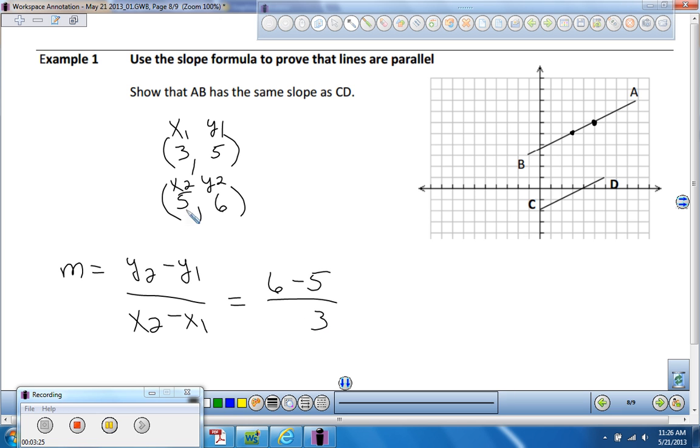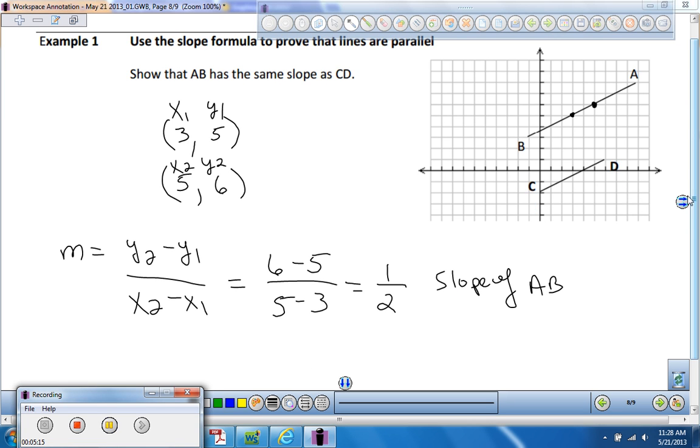And then the x2 here would be 5. So we go 6 minus 5, which gives us 1, over 5 minus 3, which gives us 2. So our slope is 1/2, and it's positive. Again, it should be positive because of the way it tilts. So that was the slope of AB.